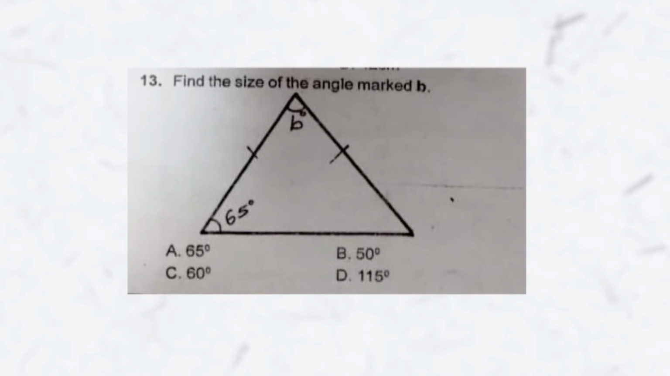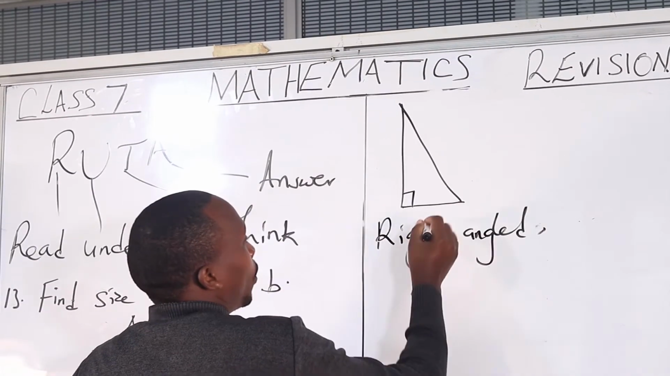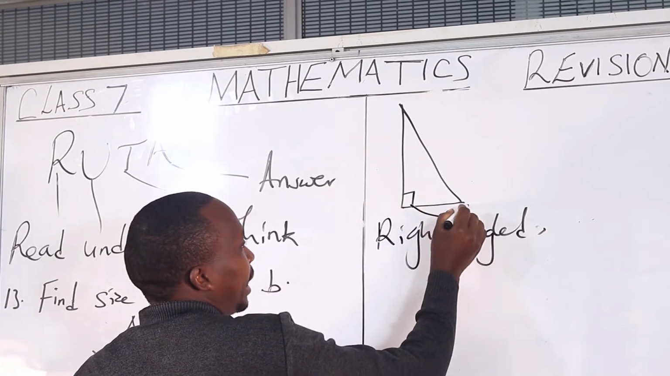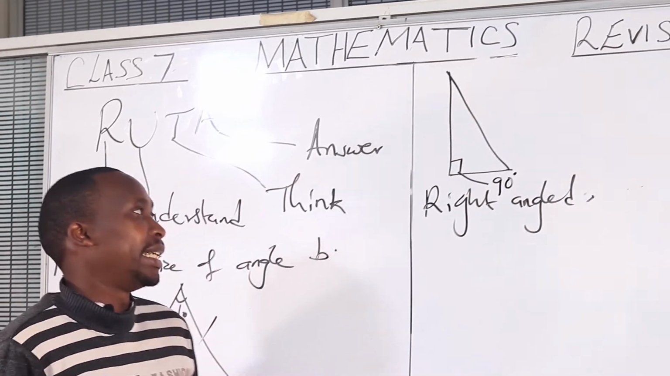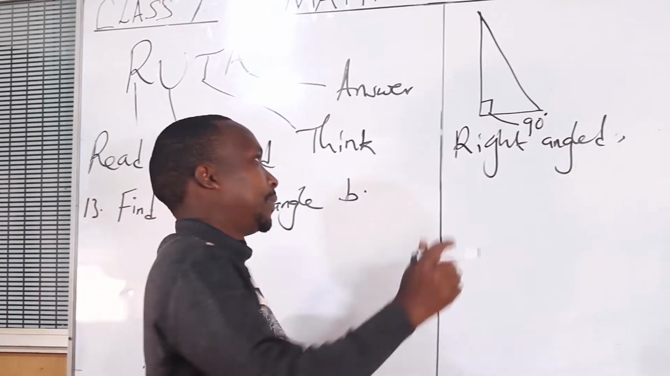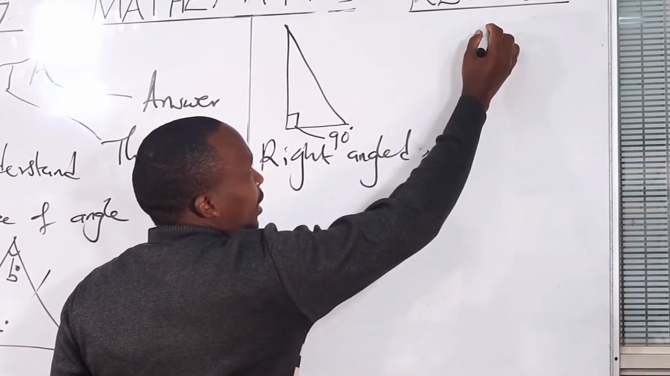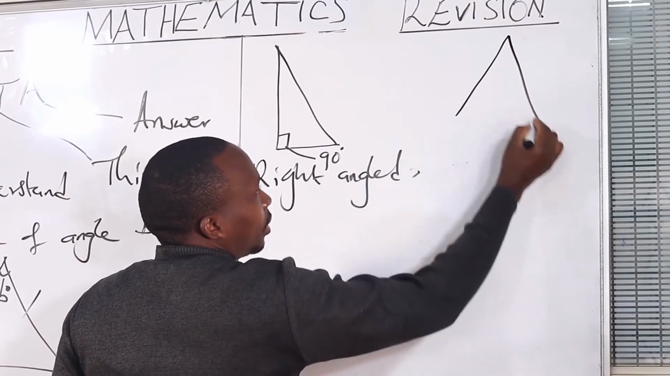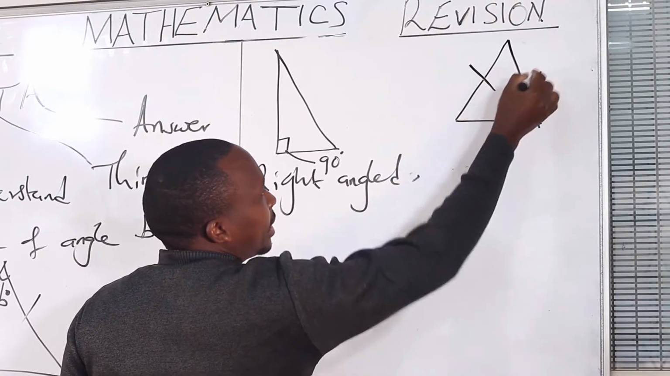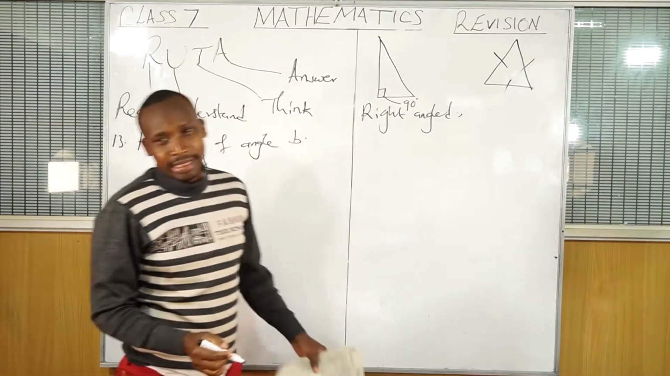Yes? Yeah, right angled triangle. Very good. Right angled, whereby it is having 90 degrees there at the perpendicular height. We also have this triangle here, that looks like this. What do we call that triangle?